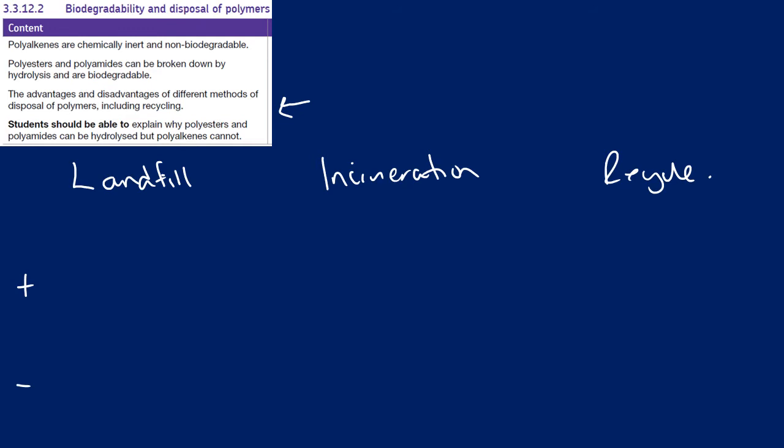So positives for landfill is it's really easy. It is exactly as it sounds. You tip it into a hole, you just dump it on the ground and then you cover it up when it's full. So it's really straightforward, really simple. However, negatives, it can release some toxic gases and obviously you can run out of space, so it requires a lot of space.